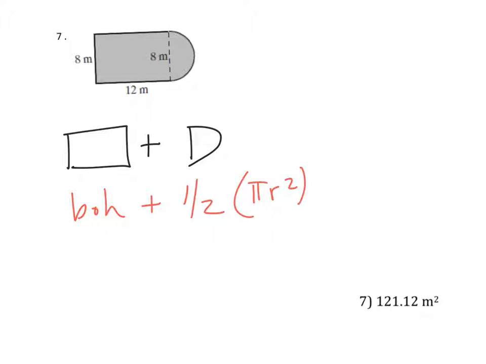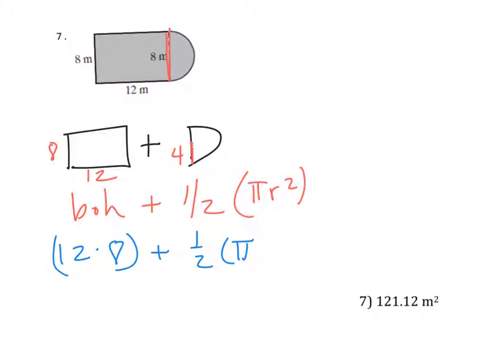So let's go ahead and put some numbers to that. The rectangle was 8 by 12, and the radius on the circle, so halfway across here, is 4, because again we can see here that the diameter is 8, so the radius has to be 4. So if we put some numbers in here then, that gives us base times height, so that's 12 times 8 plus half of pi, and the radius we decided was 4 squared.